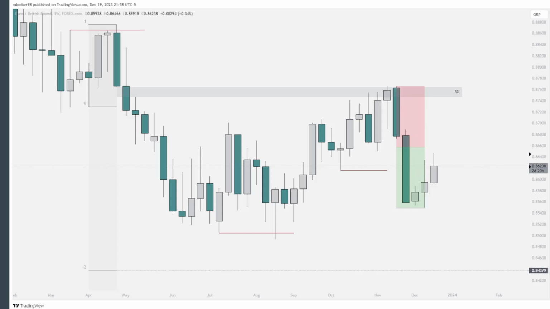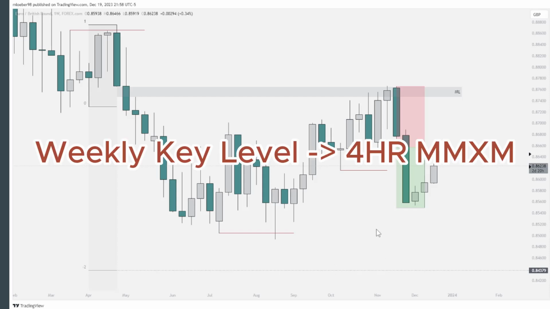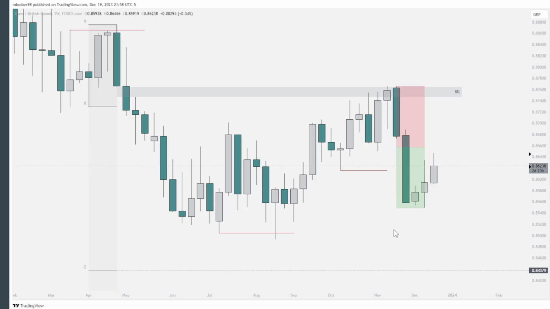So using time frame alignment, what we want to acknowledge in regards to framing a market maker model is that we want to have a weekly key level or a weekly PD array, and then we want to drop down to a 4-hour chart to identify the 4-hour market maker model off of that weekly key level or weekly PD array.